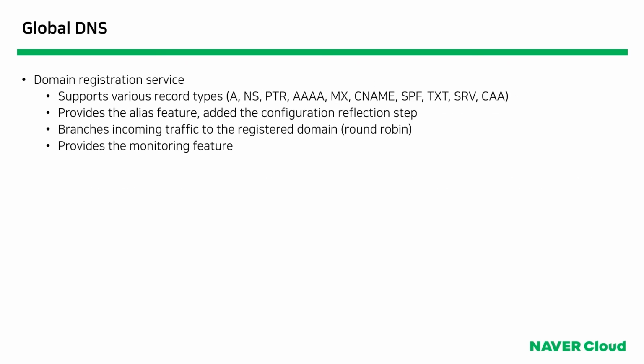The networking service we'll look at after load balancer is the Global DNS service. Through the Global DNS service, you can register and use various records for your domain, and you can map alias records to the domain configured in Global DNS. It also provides a monitoring feature, enabling you to check the number of requests for the configured domain.